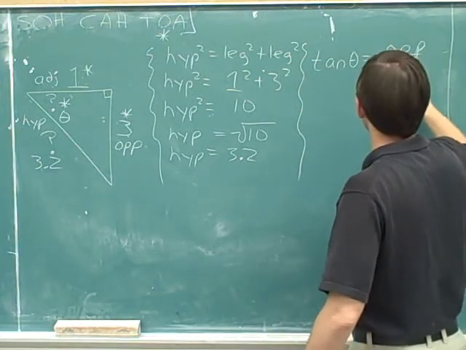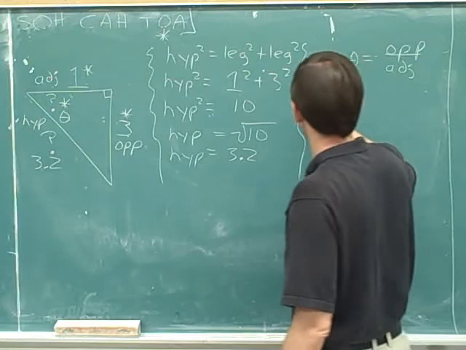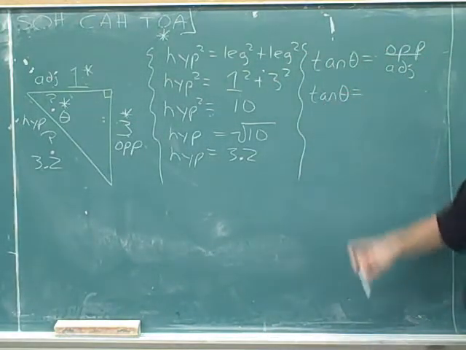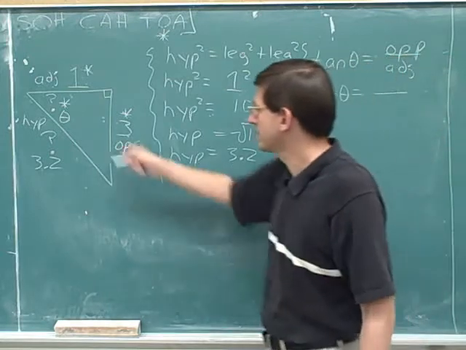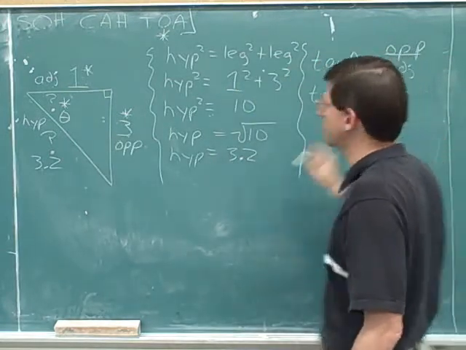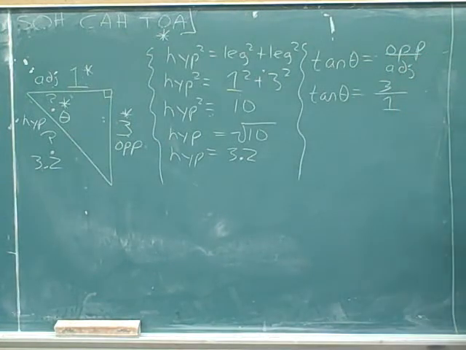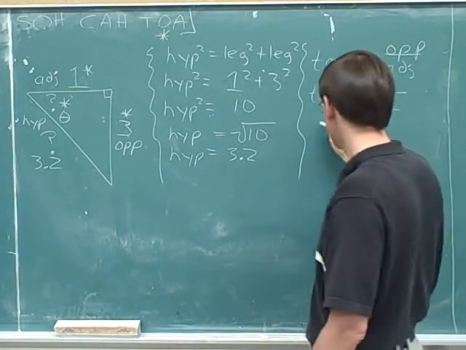As usual, I'm going to write the general formula and then plug in. What do I plug in for theta? Nothing. I don't know what theta is. What do I plug in for opposite? 3. What do we plug in for the adjacent side? 1. We probably don't need our calculator for this. The tangent of theta here is 3.